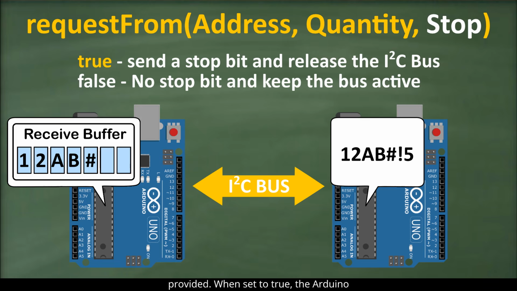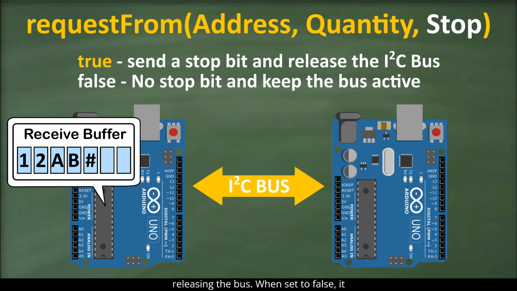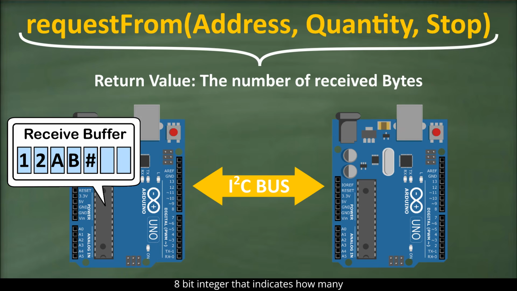When set to true, the Arduino sends a stop condition after the request, releasing the bus. When set to false, it repeatedly sends a restart condition after the request, keeping the connection active. This function returns an unsigned 8-bit integer that indicates how many bytes were actually received.